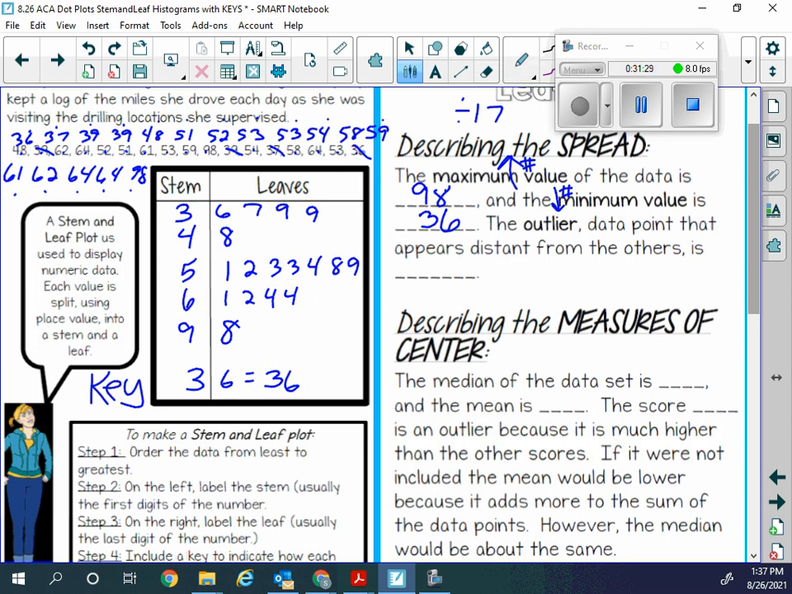The outlier, which one was distant? Which one is the outlier, guys? How do you know? Yes, because we went from 64 all the way to 98. We had a huge gap there. So the outlier is 98, okay?